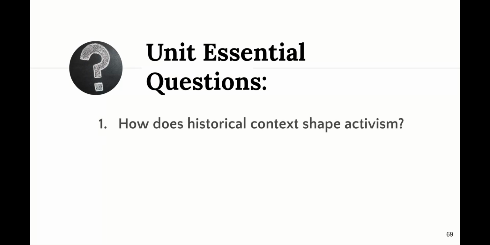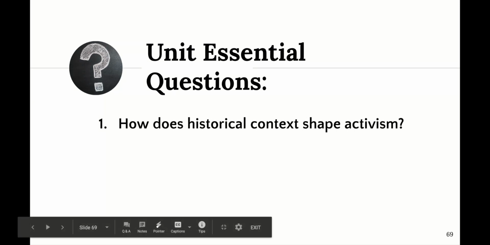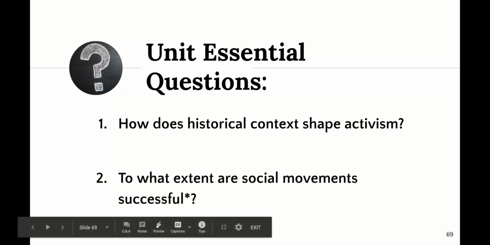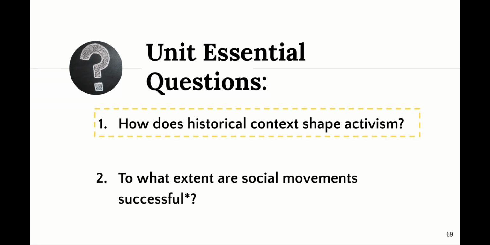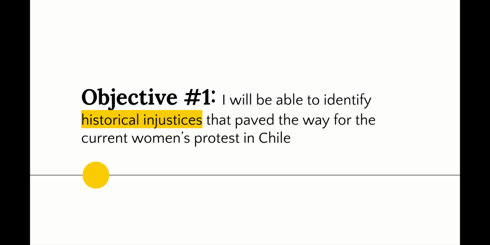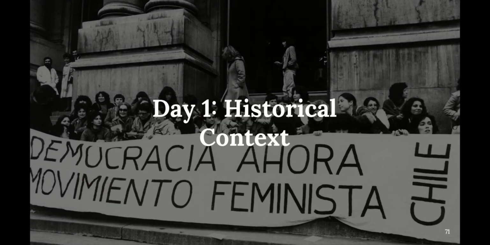So as we know, the unit has 2 essential questions. The first is, how does historical context shape activism? And then the second is, to what extent are social movements successful? For day 1, we're going to focus on the first question. So what's our objective? You're going to be able to identify, just list out, the historical injustices that paved the way for the current women's protests in Chile. And when I say current, I mean this protest happened in November of 2019. So here we go. Welcome to class. Welcome to day 1, historical context.